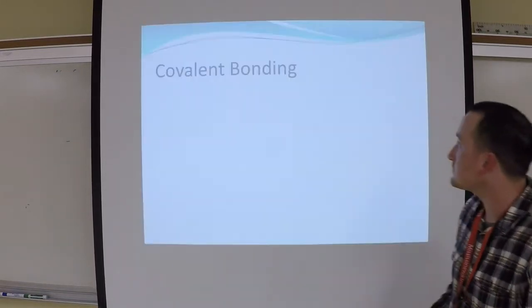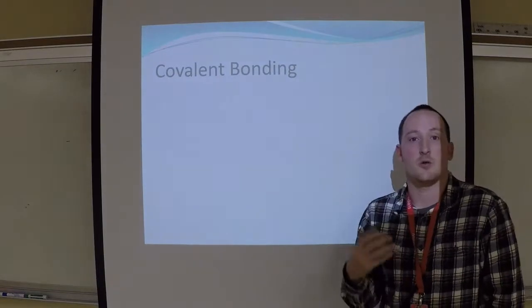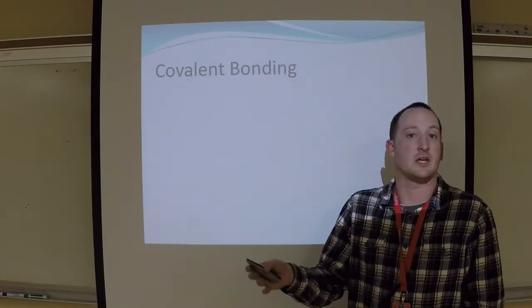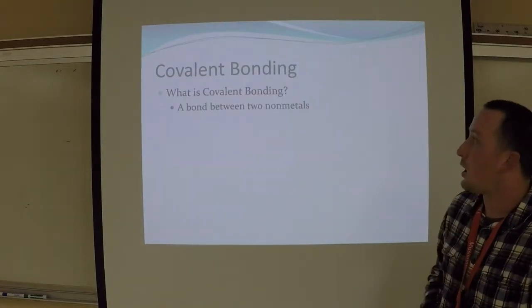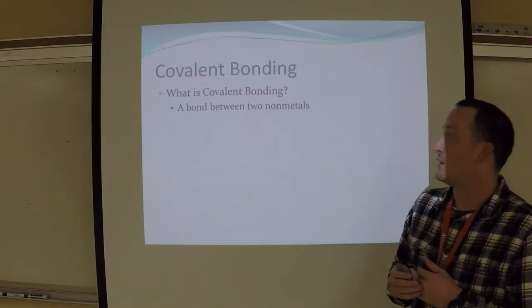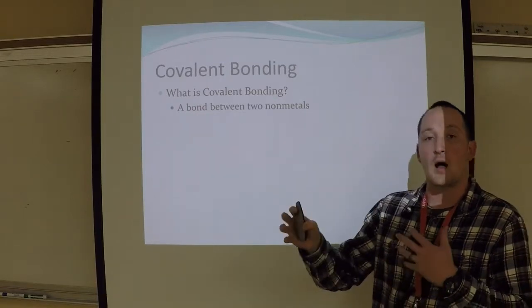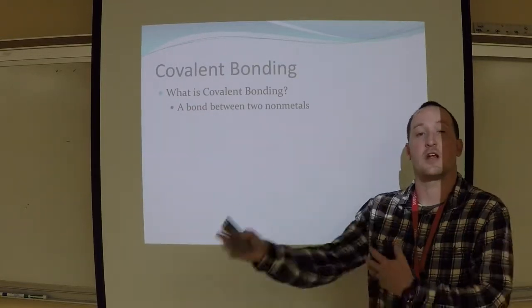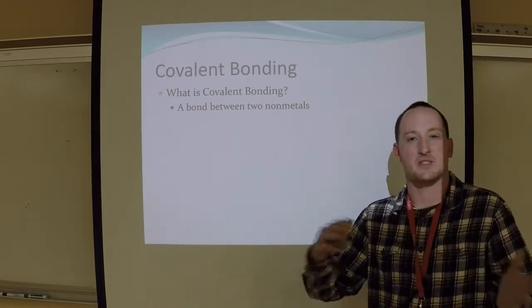So here we go. By the end of this video, you should be able to write the name or the formula for any covalent compound. Covalent bonding, remember, is when atoms share electrons. In ionic compounds, they transferred electrons and gave them away. That's why we had atoms that had charges.